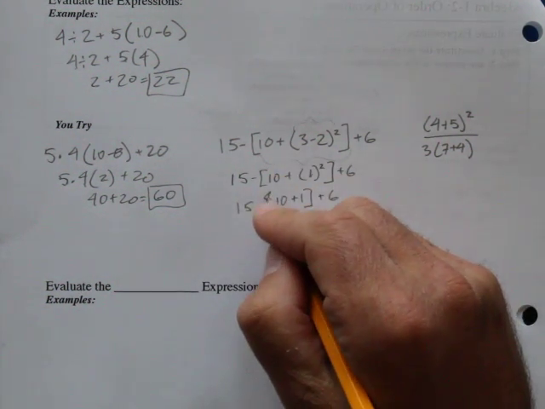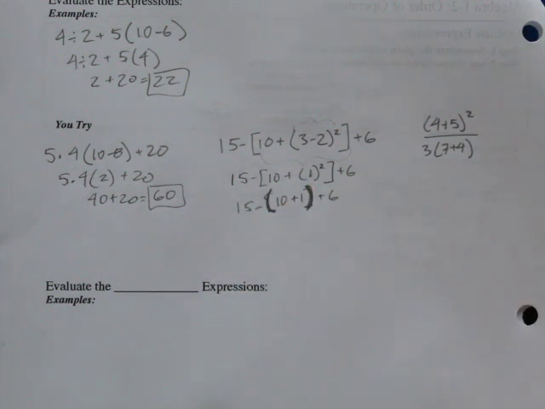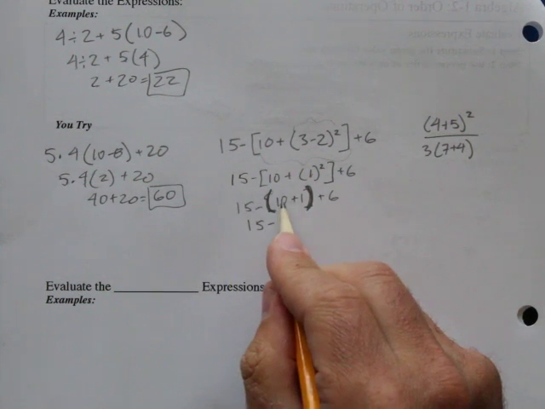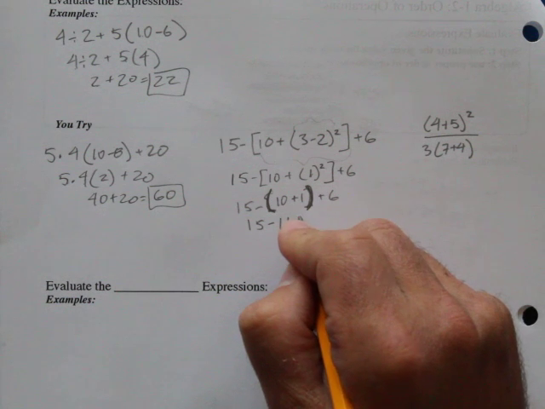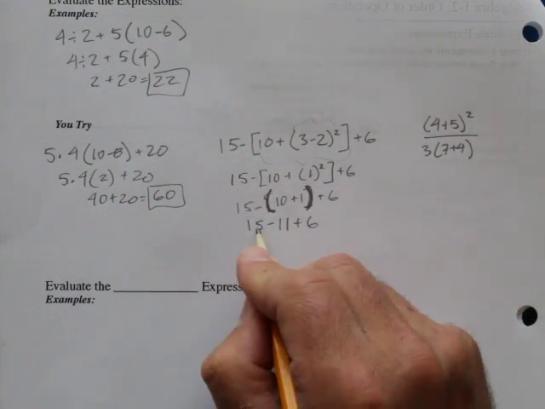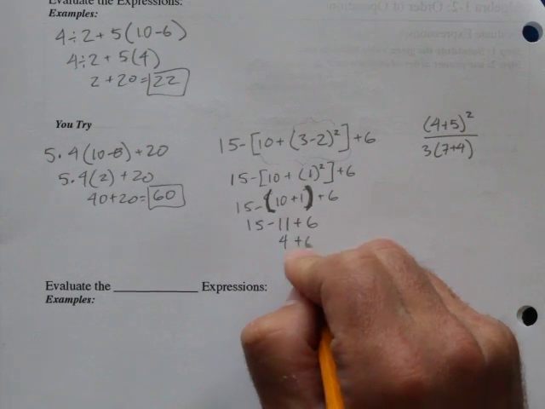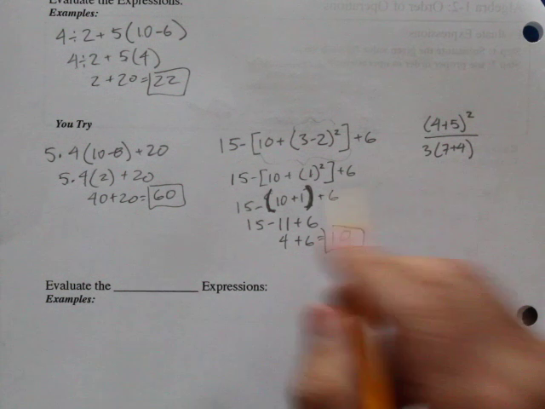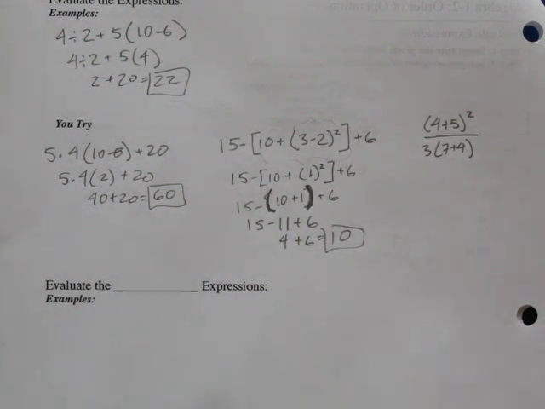I should switch this to the regular parentheses now because I don't have any of those left anymore. So now I've got 15 minus, I do the parentheses here, 10 plus 1, which is 11, plus 6. 15 minus 11 is 4. 4 plus 6 is 10. So that's how that one goes. Looks pretty messy, but if you take it one step at a time, it's not so bad.